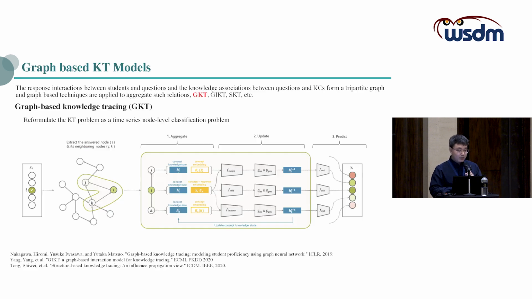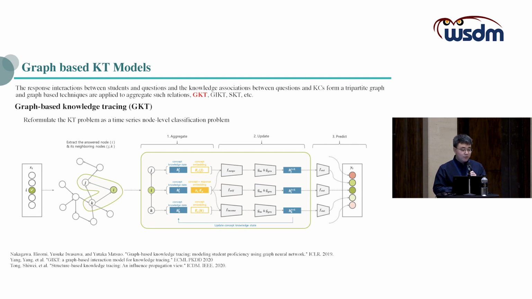Now let's see the next category, the graph-based models, because we know the student and interaction can connect together, and the question and the concepts also connect together. So we can construct a three-partite graph, and use graph-based techniques to aggregate such relationships. Such models are GKT, GIKT and SKT. I will talk about the GKT.